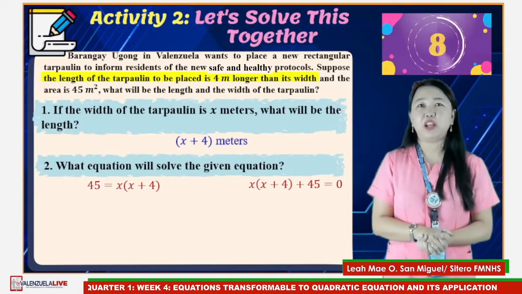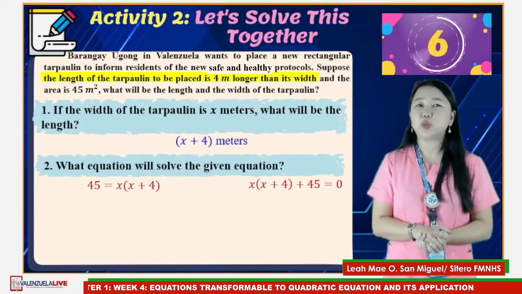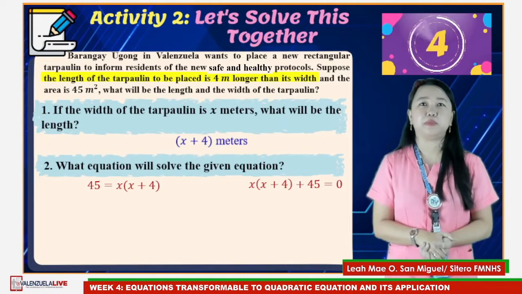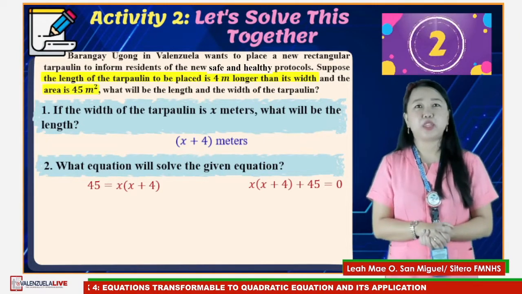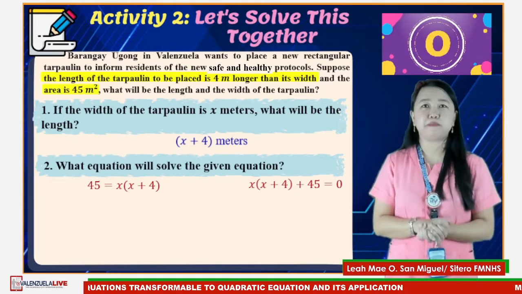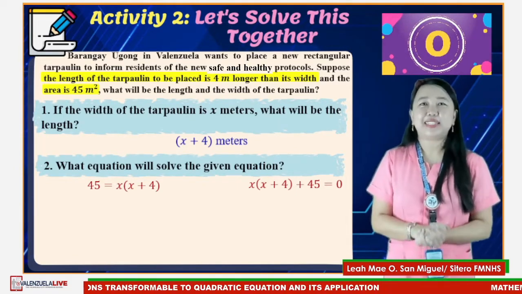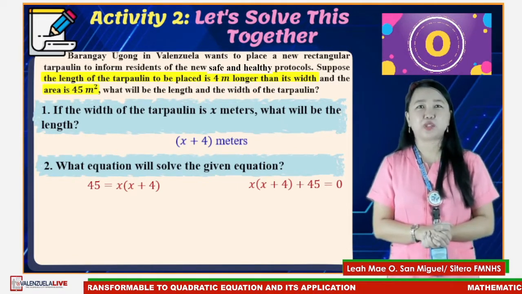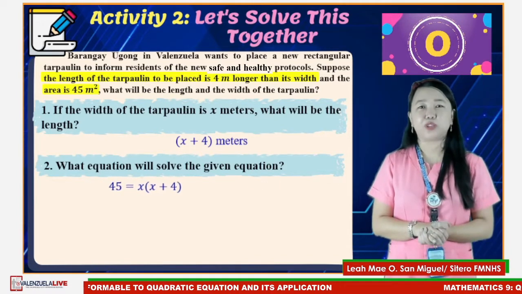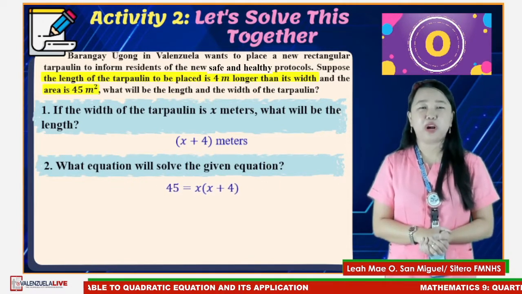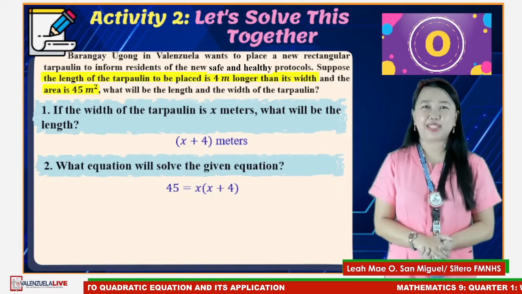Remember that the formula for area of a rectangle is the product of the length and the width. And the area in the problem is 45 square meters. Alright, time's up. If you answered 45 is equal to x times x plus 4, then you are correct. Amazing.